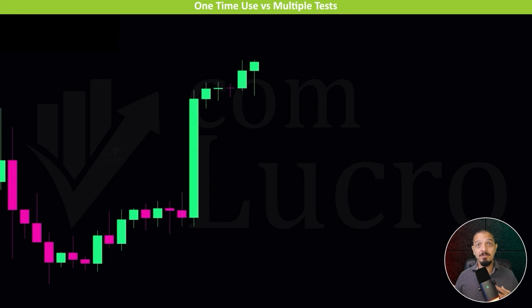A third difference relates to how often price can interact with these levels. Order blocks are generally considered a one-time use.